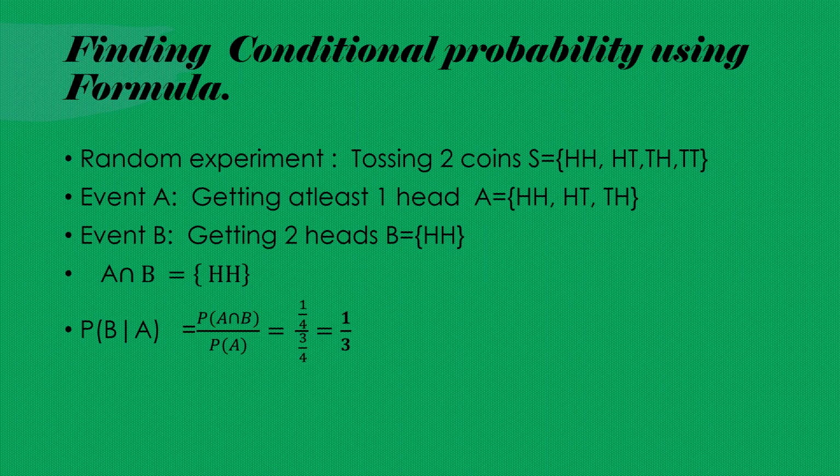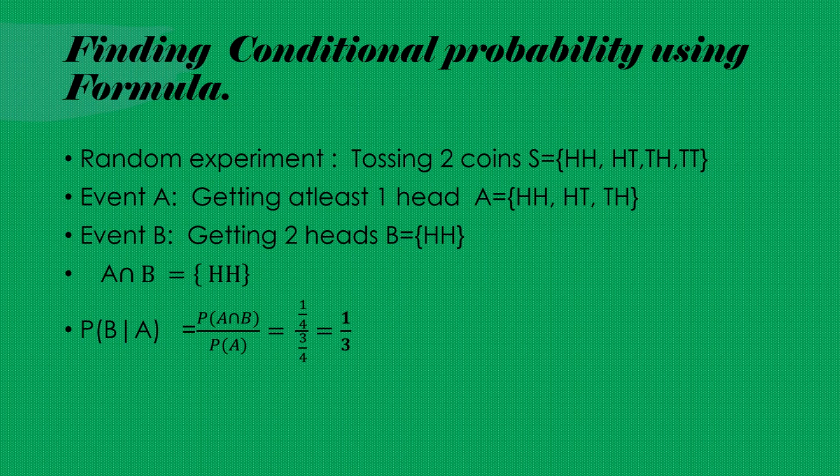Consider the experiment of tossing two coins. The sample space will consist of the four elements head, head, head, tail, tail, head, tail, tail. Let A be the event when you get at least one head. So A will consist of those three outcomes: head, head, head, tail, tail, head. B is the event when you get two heads, that is B is just head, head.